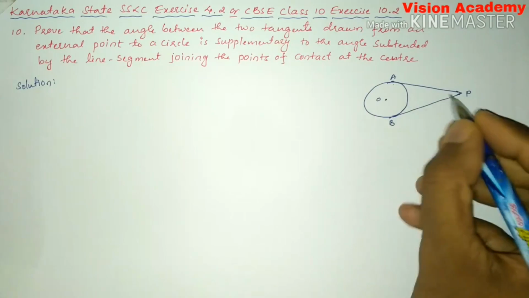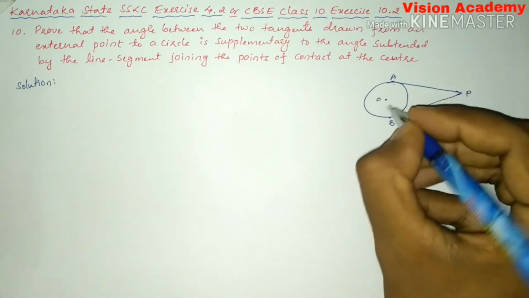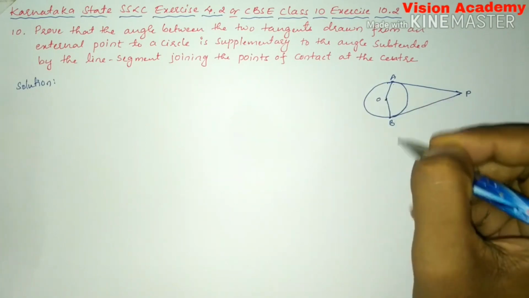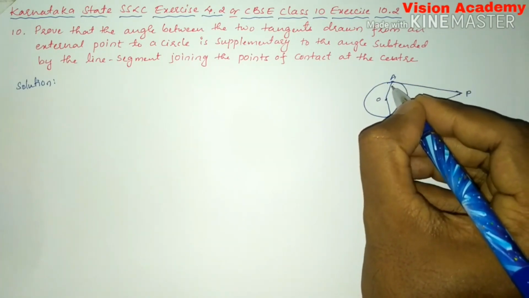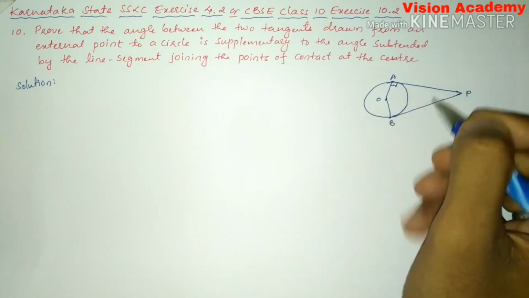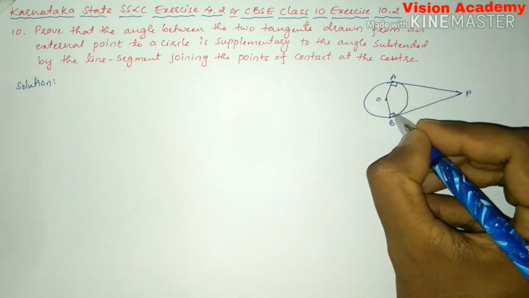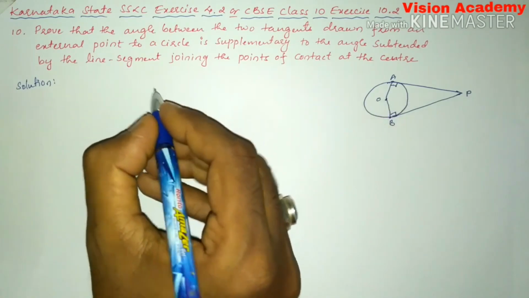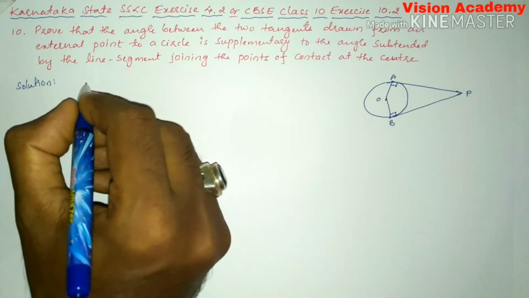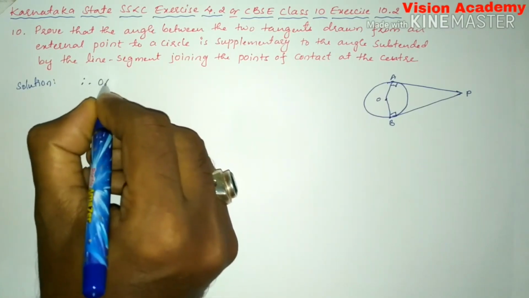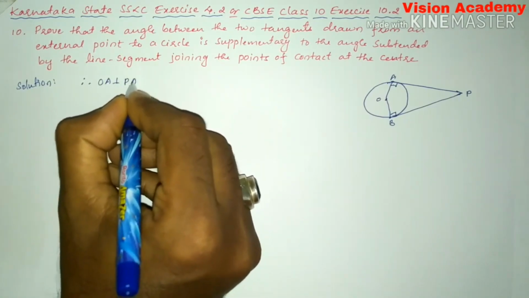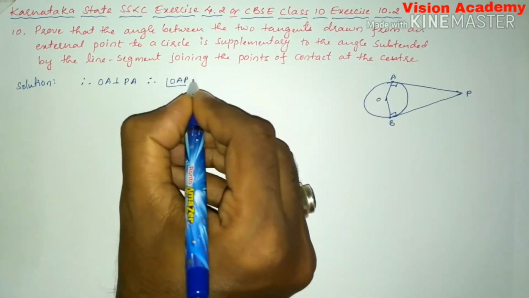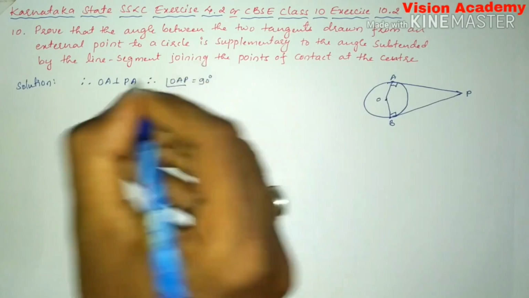Here PA and PB are the tangents, OA and OB are the radii. So here OA is perpendicular to the tangent AP and OB is perpendicular to the tangent PB. Here PA is tangent, therefore we can write OA is perpendicular to PA. Therefore angle OAP is equal to 90 degrees.